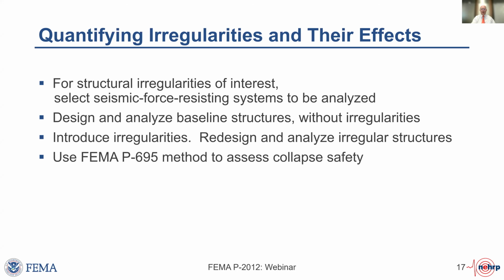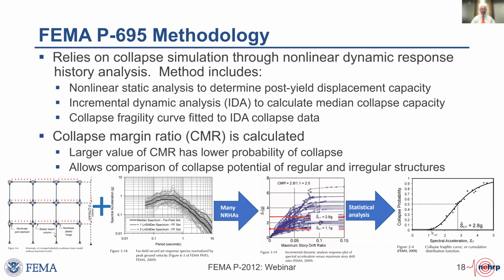You could have a day's worth of seminar on the P-695 method. We don't have time, we have one slide. So I'll try to describe to you the way that the system works. The goal of this method is to simulate collapse using nonlinear dynamic response history analysis. And so you have to come up with a characterization of the building, a model, and include in that modeling the nonlinear behavior of the system.